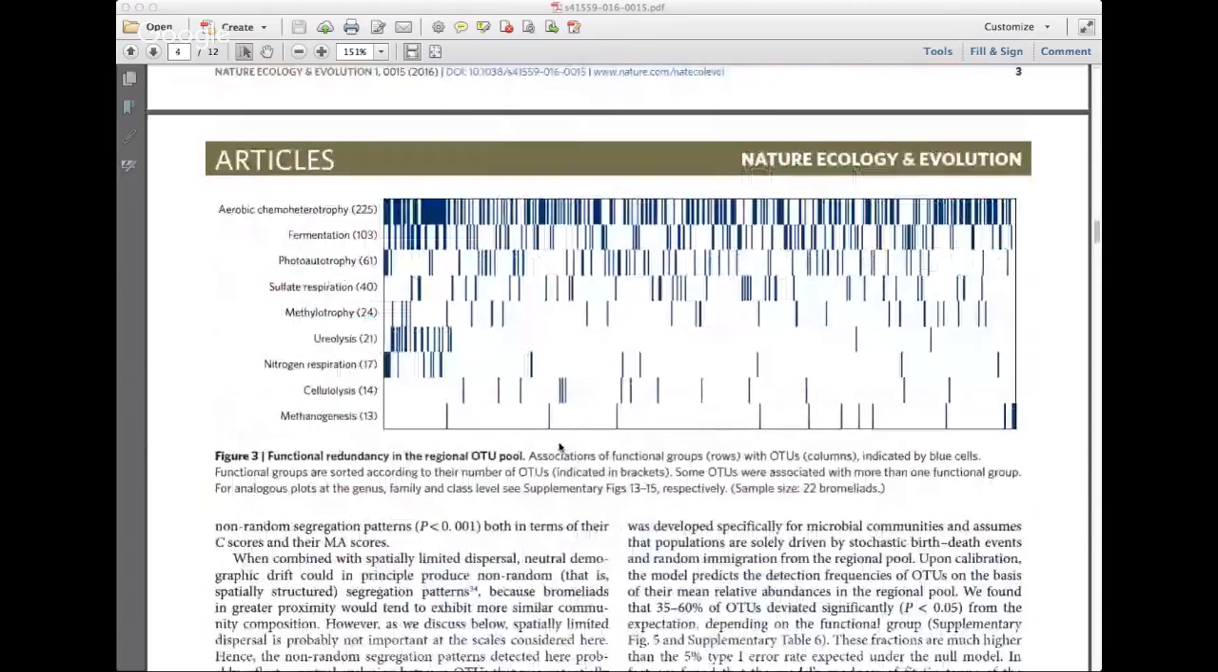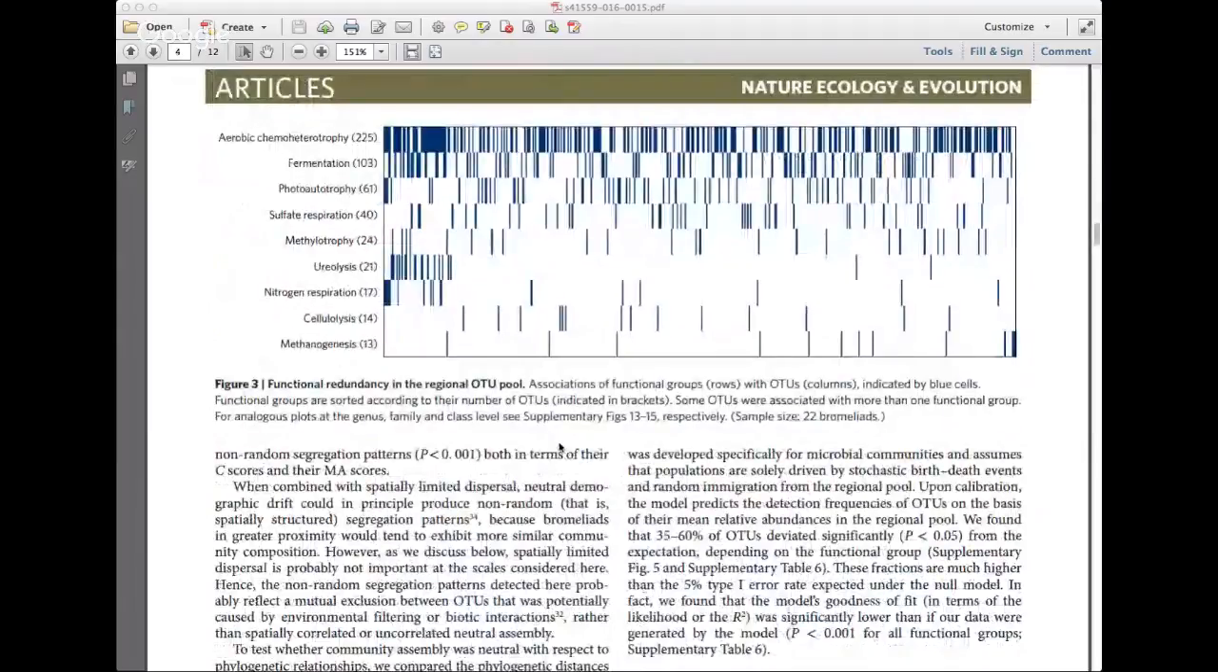But here, so figure 3, they tie figure 3 in to help explain figure 2. So figure 3 is the functional redundancy in the regional OTU pool. I think the regional OTU pool is meant to be like everybody. I think they just combined all 22 samples to understand this is our overall representation of who is around in this plot in general. And so we're going to look at those as a combined pool.